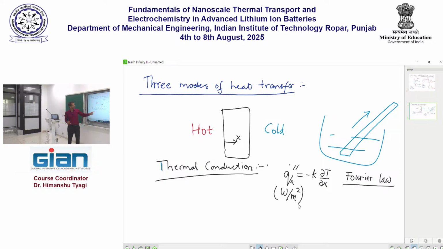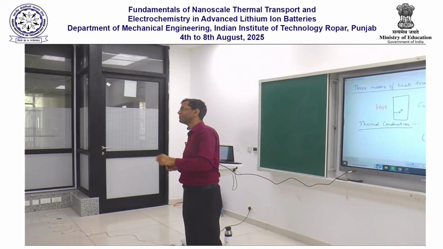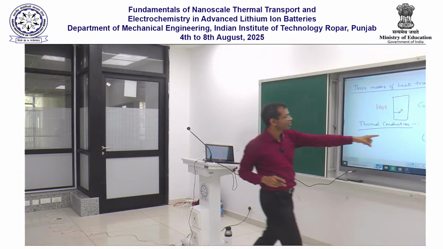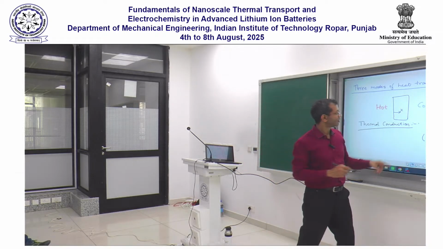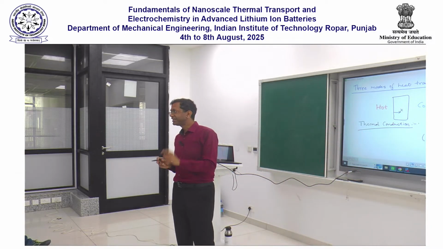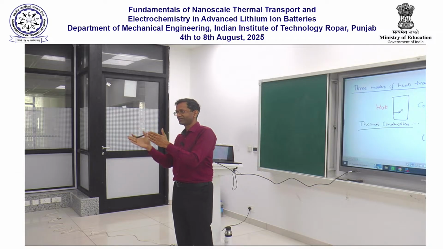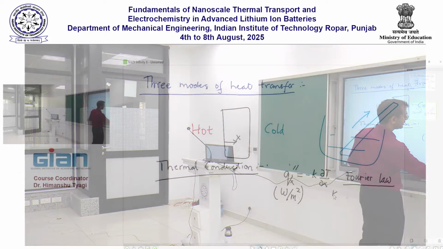Okay, so what is Q double prime x? Q double prime x is the amount of energy that passes in the x direction per second per unit area, joules per second per meter square, which translates to watt per meter square. Yeah? On the right hand side, I have negative k dT/dx. dT/dx is the temperature gradient across this body. How many Kelvin per meter?